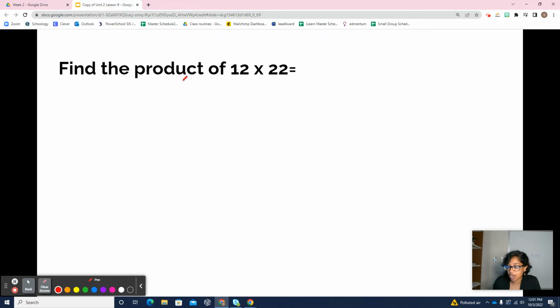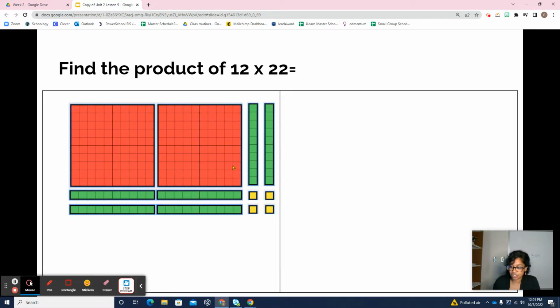So we're going to look at this problem again. We're going to find the product of 12 times 22. So let's look at our base 10 blocks over here. Remember, with multiplication, we need to have equal groups. So in this problem, we need to have 12 groups of 22. So we have 22, 10, 20, 1, 2, 12 times. Okay, so there's our base 10 blocks.